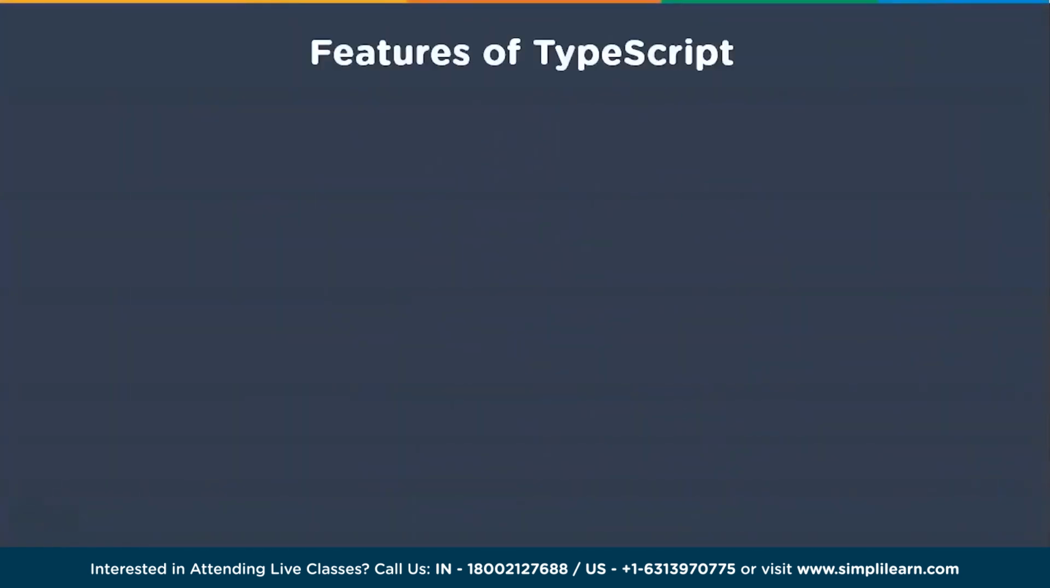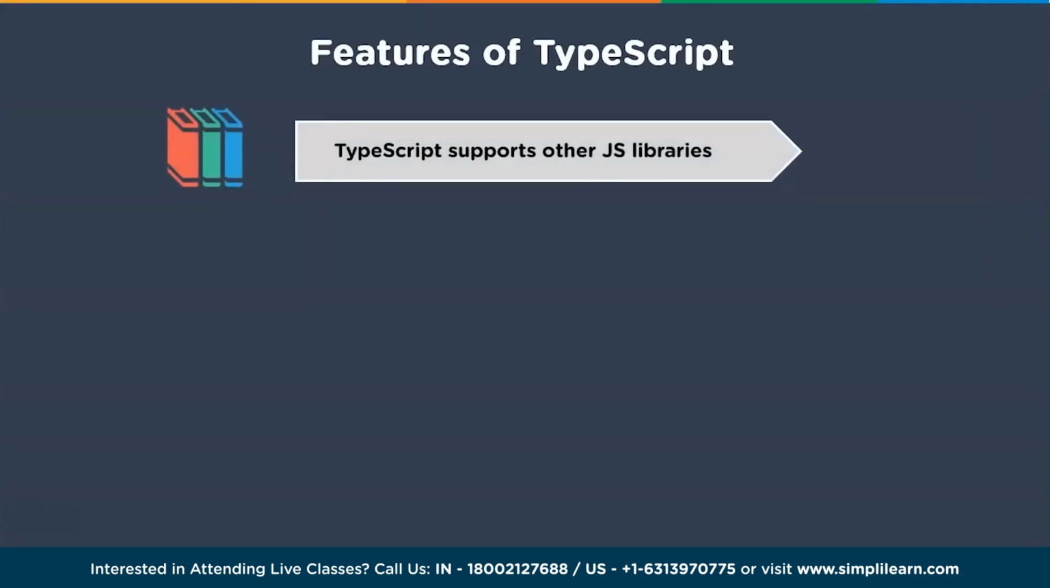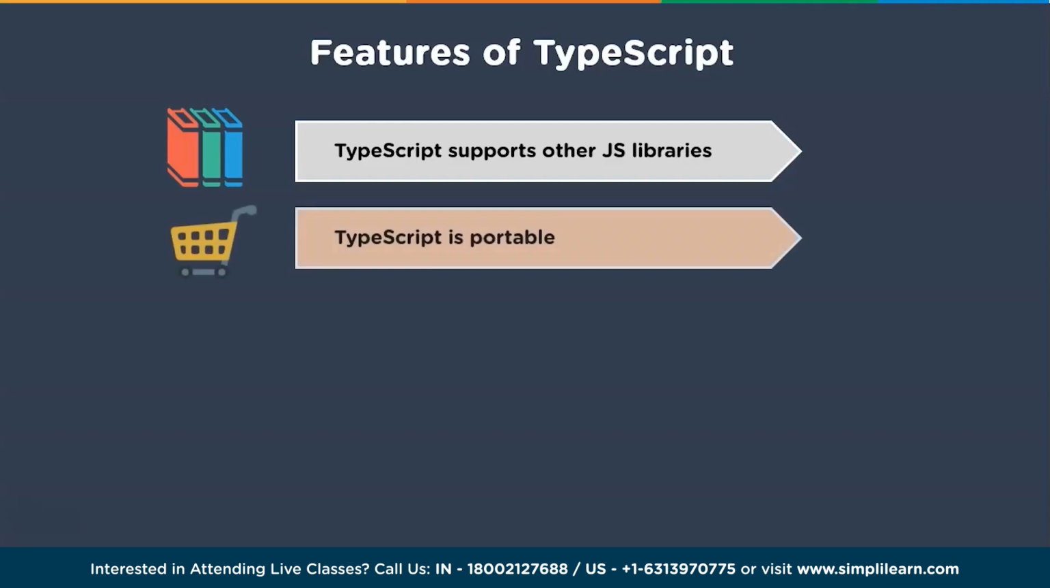Now let us look at the features of TypeScript. TypeScript supports other JavaScript libraries. TypeScript is a new Microsoft language that is a highly typed superset of JavaScript, with support for object-oriented programming and other current features like decorators. Because browsers and Node comprehend JavaScript, TypeScript compiles to JavaScript. TypeScript is portable. TypeScript is cross-browser, cross-device, and cross-platform. It can run in any environment that supports JavaScript. TypeScript, unlike its competitors, does not require a dedicated virtual machine or a specific runtime environment to run.